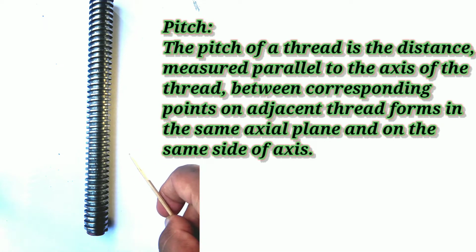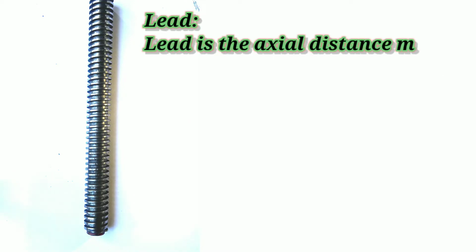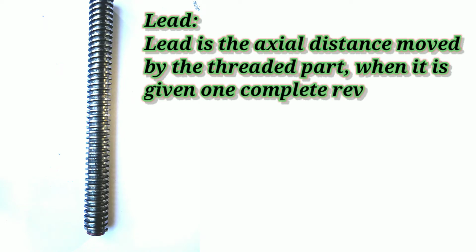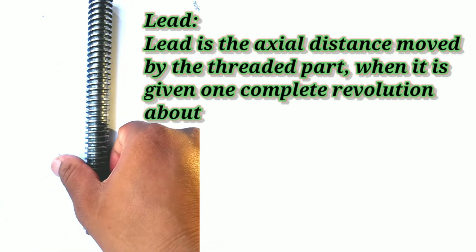The basic pitch is equal to the lead. So basic pitch is equal to the lead divided by number of threads start. Okay, so what is the lead then? The next terminology is lead. Lead is the axial distance followed by the threaded part when it is given one complete revolution about its axis with respect to fixed mating threads.